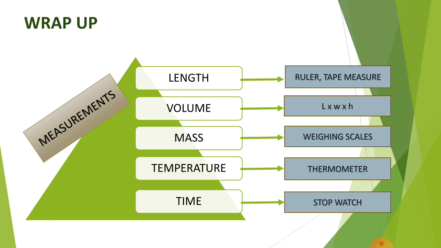So let's wrap up today's measurements. Length: for measuring the length, we use a ruler or a tape measure. Volume can be measured by the formula length multiplied by width multiplied by height. This is for regular objects, and for irregular objects, we use a measuring cylinder. The mass can be measured by a weighing scale. A thermometer is used to measure temperature, and a stopwatch calculates the time.